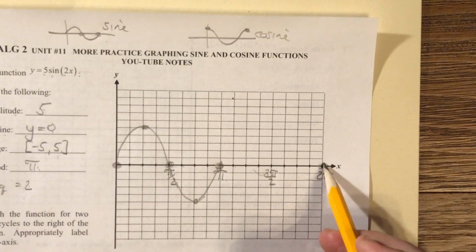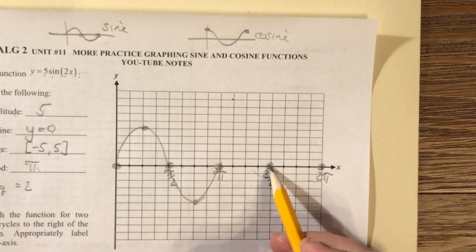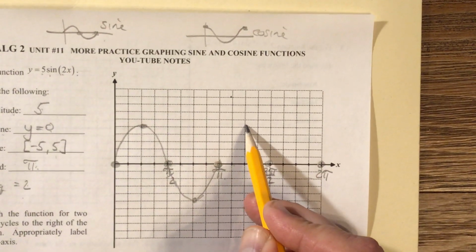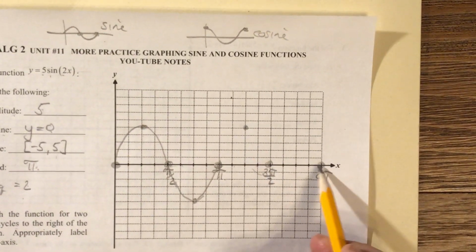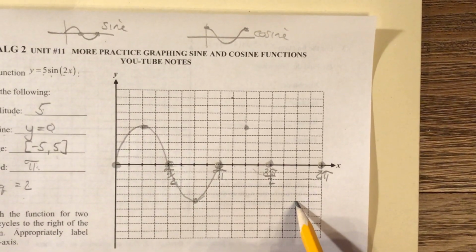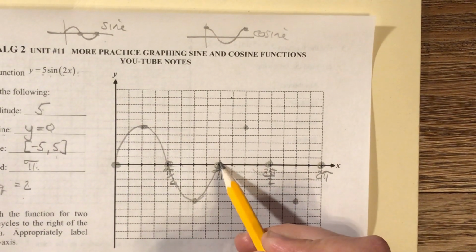Okay, so when I get here, it's going to repeat. It's going to cross again in the middle. When I get here, it's going to be at the top. It's going to be at 5. In between here and here, it's going to be at the bottom, -5. And we're going to get another sine wave.